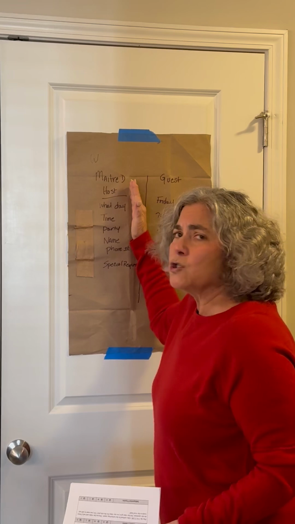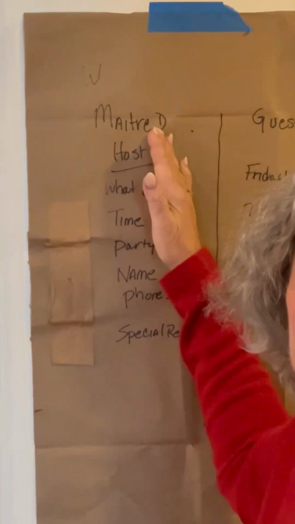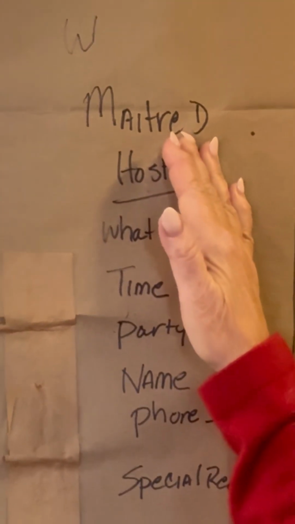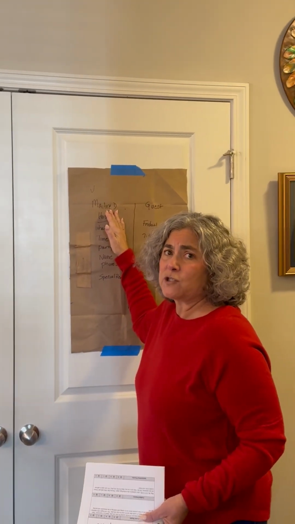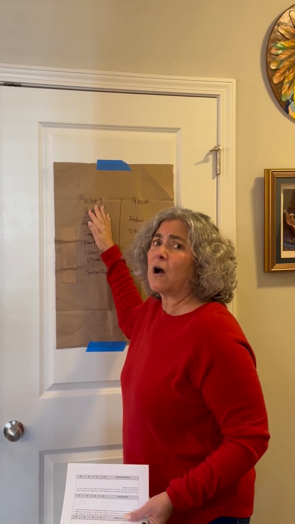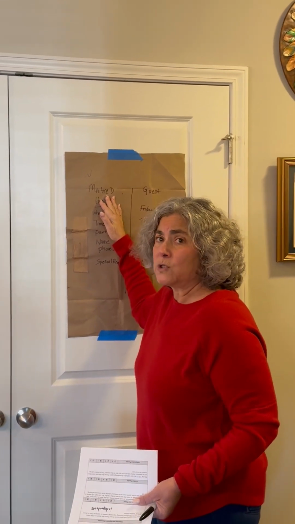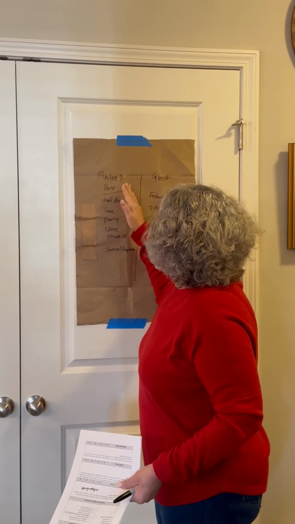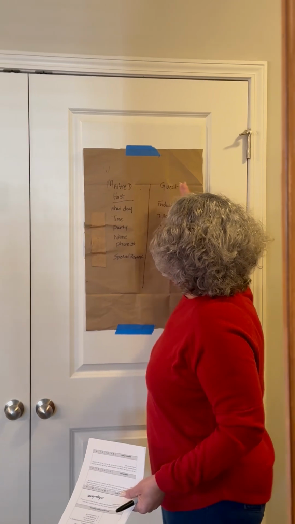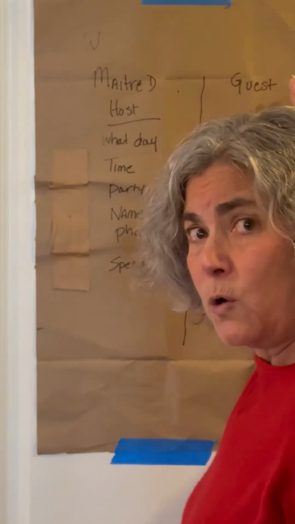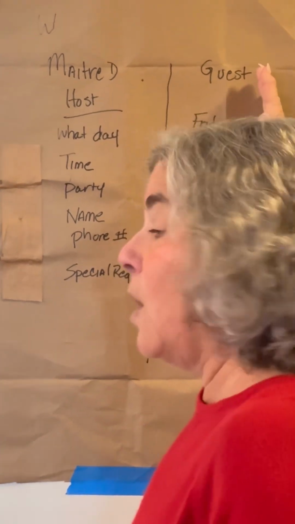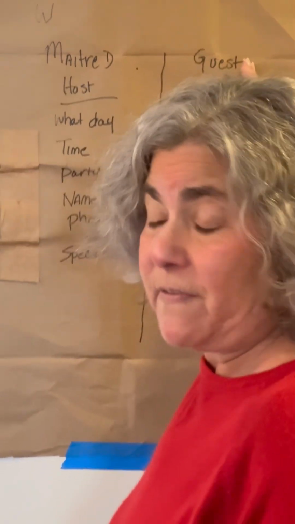Okay, so we're going to split it. You have the host or maitre d'. What's a maitre d'? A maitre d' is like the director of the dining room. Usually in a very expensive restaurant, you have a maitre d'. Otherwise, they're usually called a host or a hostess. So one person's going to be the maitre d' or the host. One person is going to be the guest who's going to call for the reservation.